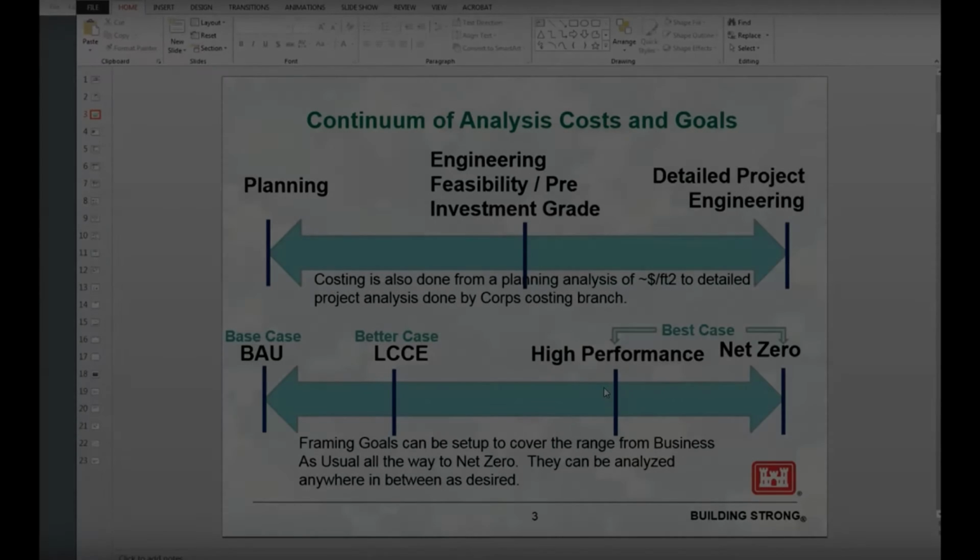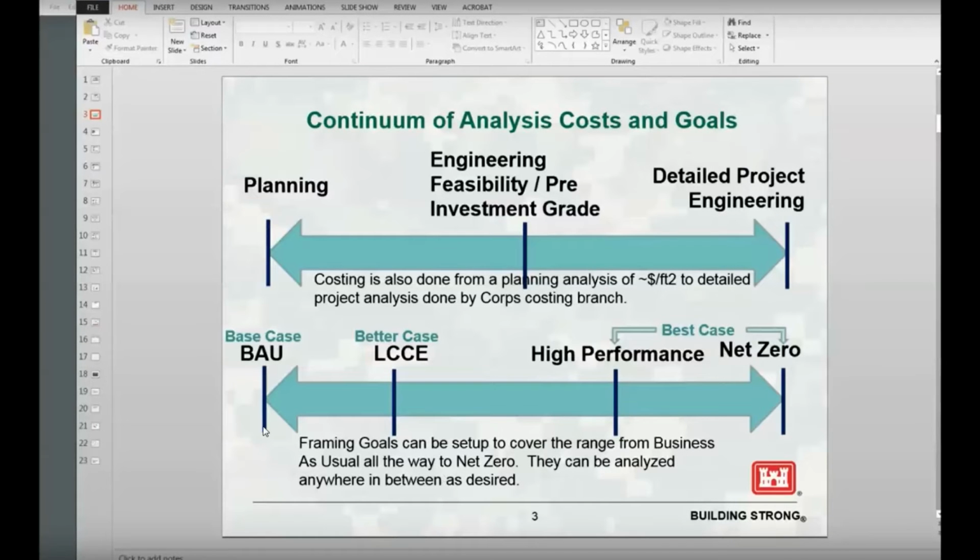So I was talking about this slide, and I think what most of us are used to talking about from the SCP perspective is these four. Usually we talk about four cases. We've got the baseline, and then base case, better case, and best case. And we put those on a spectrum as well in terms of how far down, how aggressively we're trying to reduce the energy usage of the building.